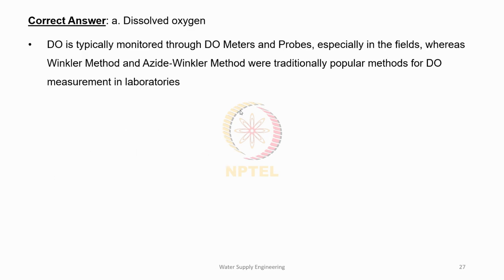Yes, it is option A, dissolved oxygen. So dissolved oxygen or DO is typically measured using a DO meter or DO probe if it is a field measurement. But in the case of laboratory measurements, we go for the Winkler method or azide Winkler method. So we'll see how they are. A DO meter is nothing but a direct measurement device which will give an analog or digital display of the dissolved oxygen value.